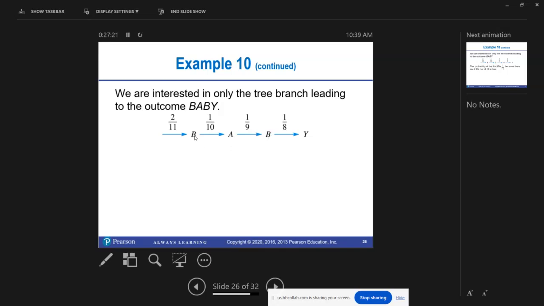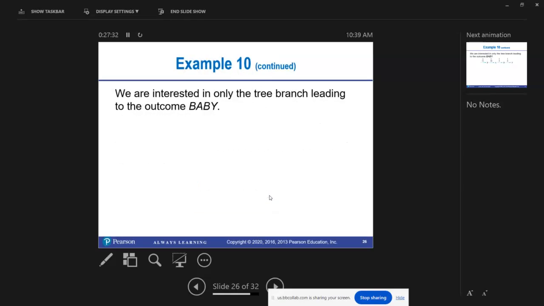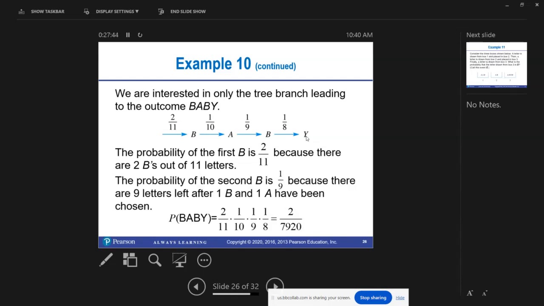To draw another B, we've already drawn a B over here, so I only have 1 left. Now there's only 9 letters in the box, so 1 out of 9. And then for the Y, in the word probability, there's only the 1 Y, and we are down to 8 letters in the box, so it's 1 out of 8. And that's what all that's explaining. And so now I just take these numbers and multiply them together. 2 out of 11 times 1 out of 10 times 1 out of 9 times 1 out of 8.